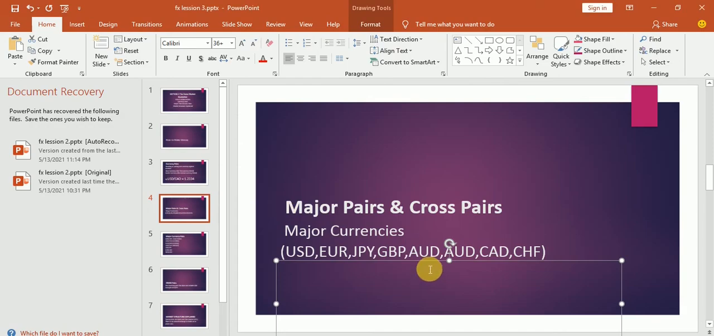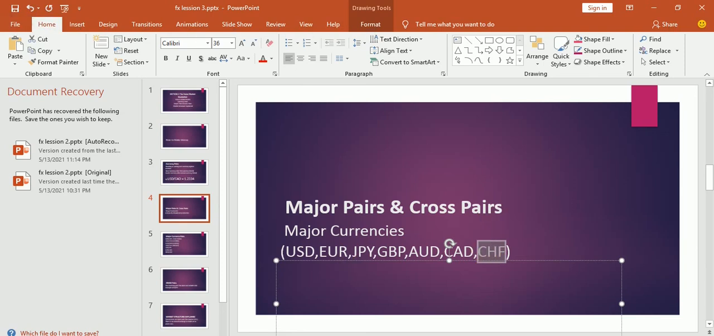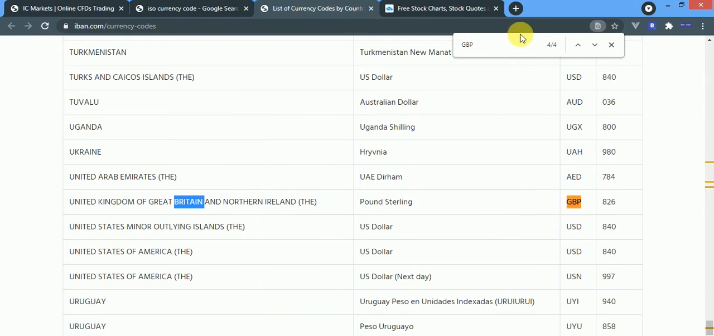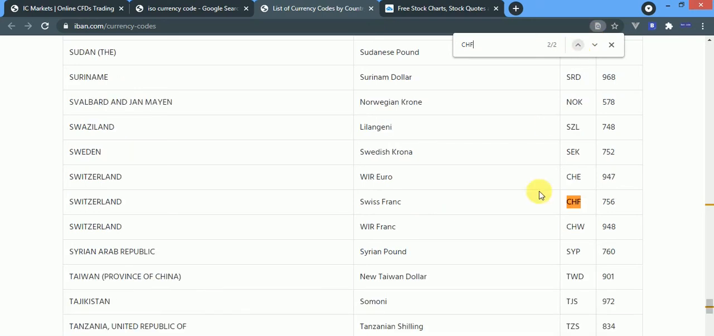Okay, this is the Australian dollar. We have the Canadian dollar, and we have this Swiss CHF. Let me search for it. CHF. You see it here. Switzerland. We call it the Swiss franc, the money used in Switzerland.